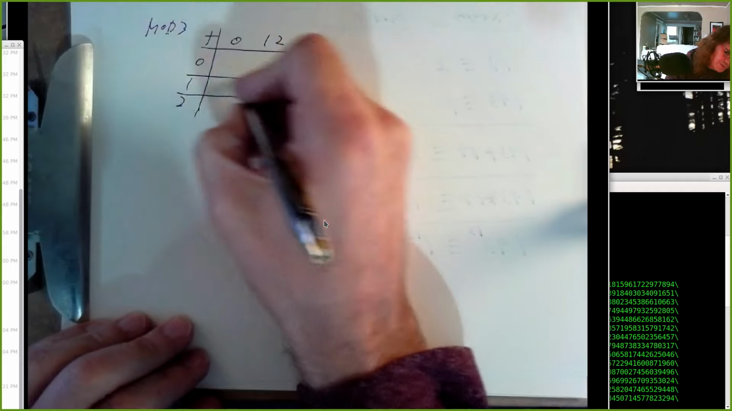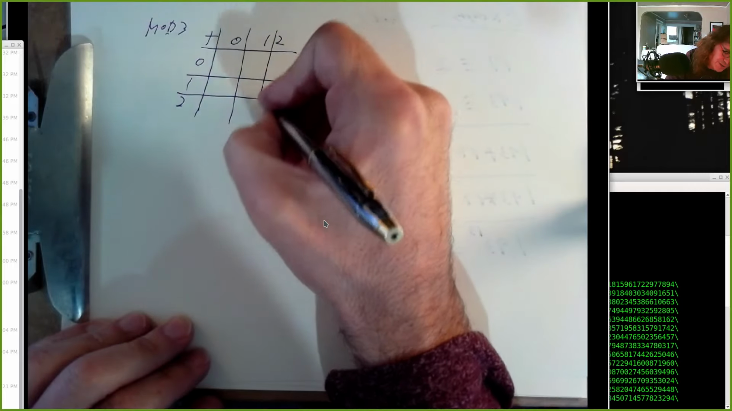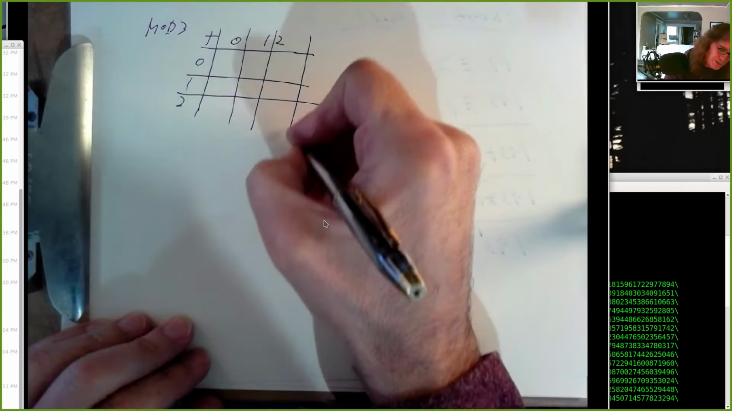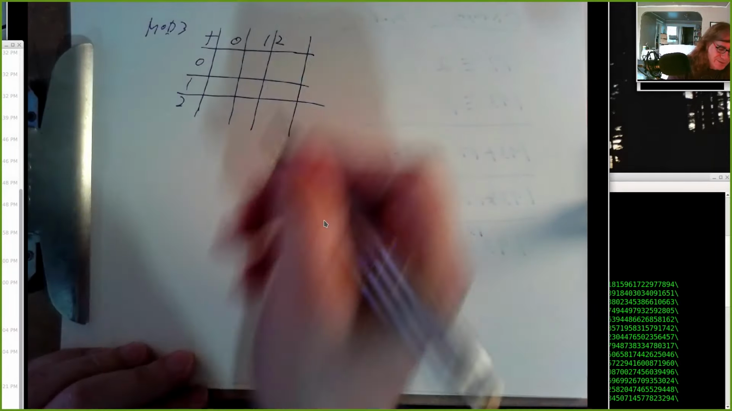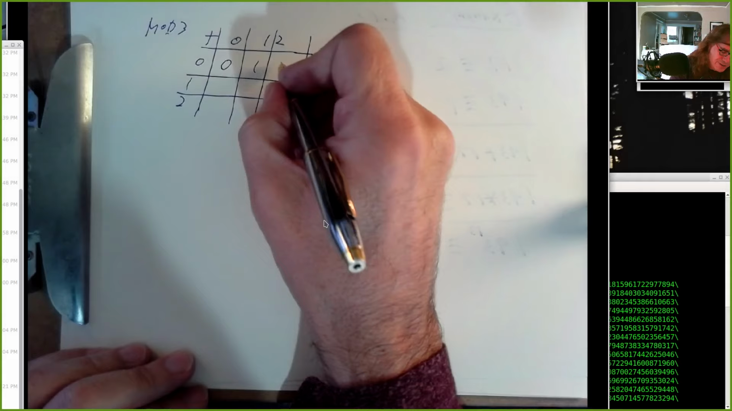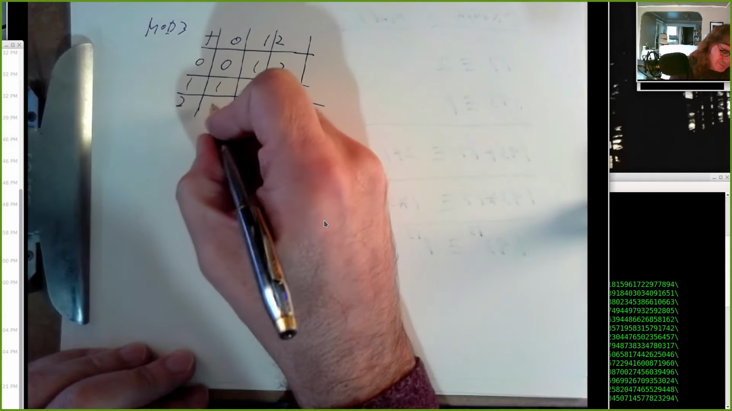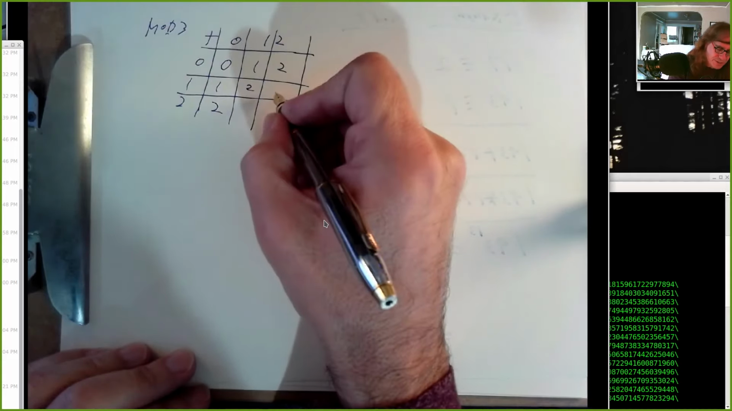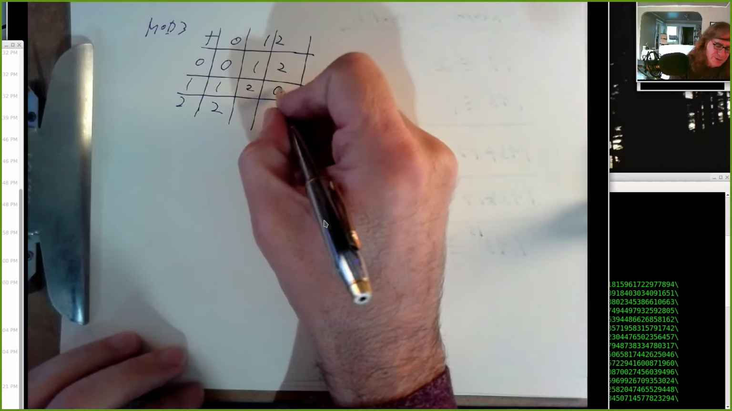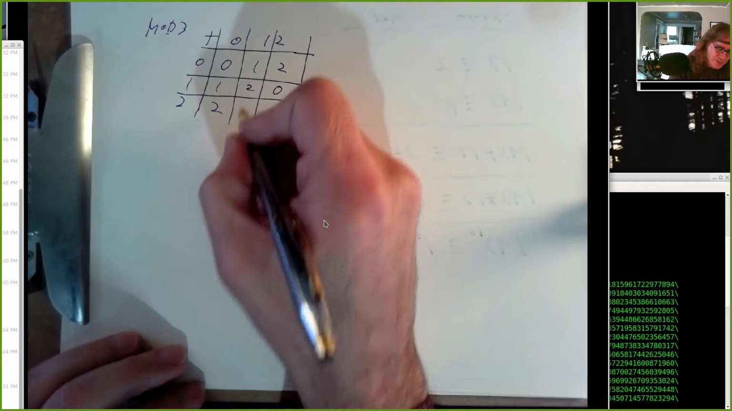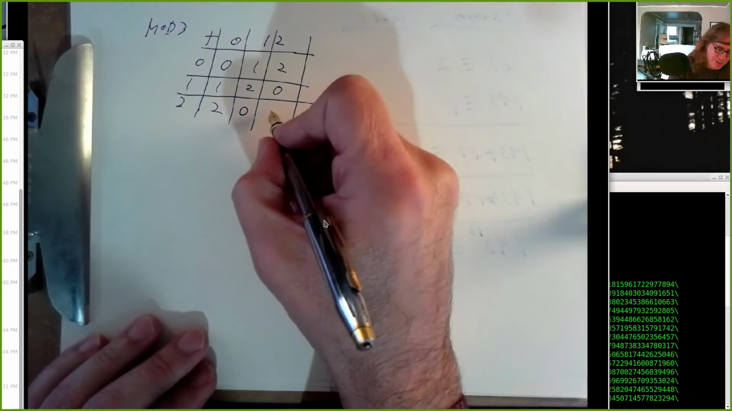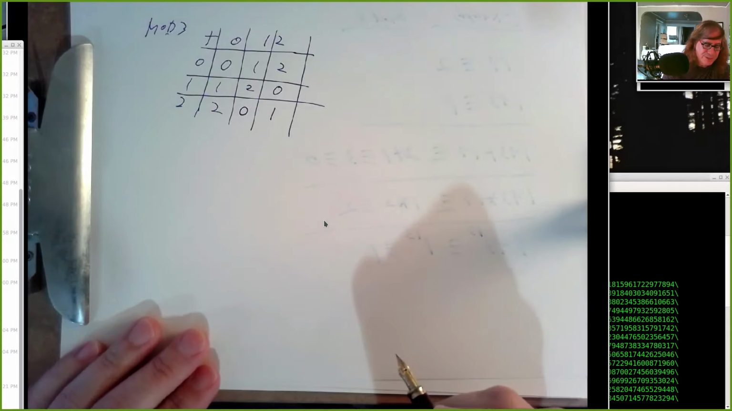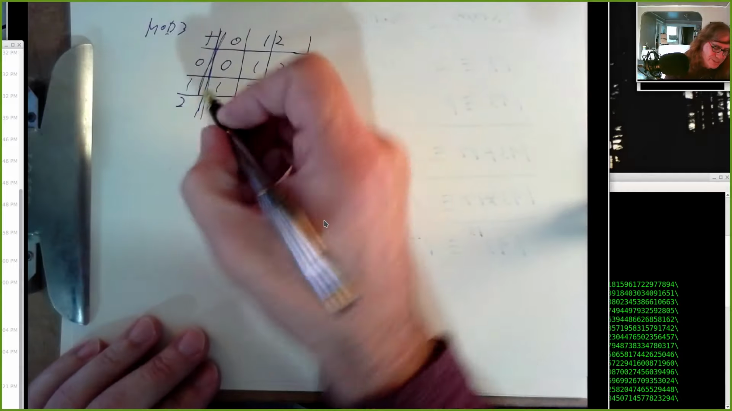So every number can be reduced to being congruent to either 0, 1, or 2 modulo 3. So all I have to do is fill in this table. Well, it's not terribly surprising. 1 plus 2 is 3, which is also congruent to 0. 2 plus 1 is 3, which is also congruent to 0. 2 plus 2 is 4, which is also congruent to 1. It's 1 more than a multiple of 3. There's your whole addition table modulo 3.